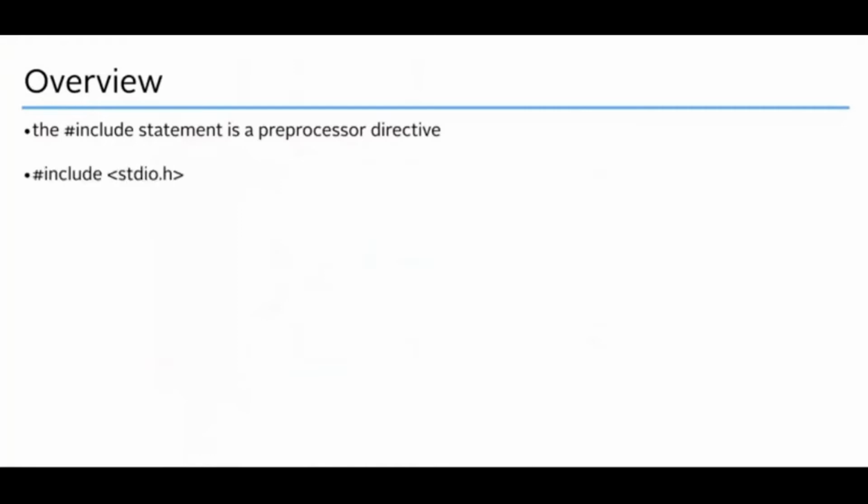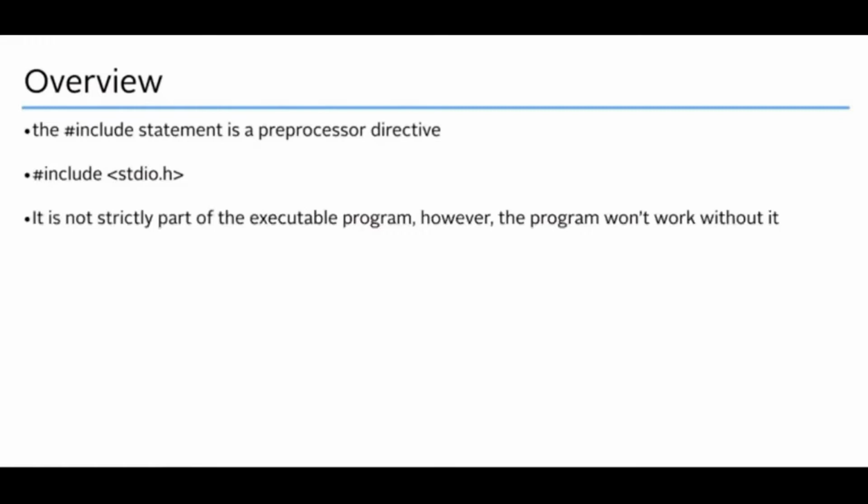Again, the example in our program was including something in these angle brackets. So we see this include keyword and then we see this stdio.h. This is the example, the one that we used in our first challenge. It is not strictly part of the executable program. However, the program would not work without it.